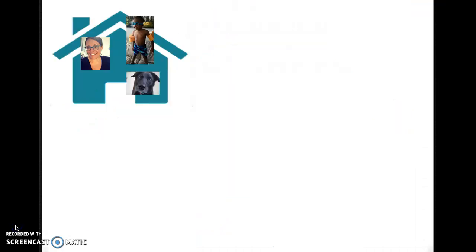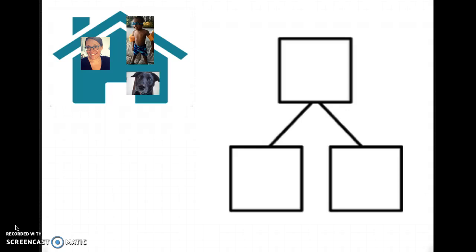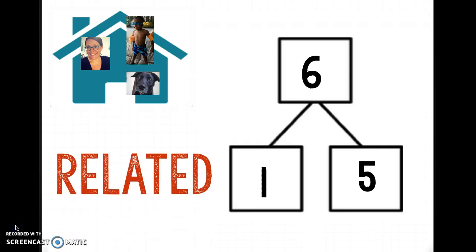Numbers are the same way, although they don't live in a cute little blue house like I do. They live in a number bond. Numbers move around a lot, but when they're all together in a number bond, that makes them a family, or it makes them related. In this example, 6, 1, and 5 are all in a number bond. That now means they're related. They like to stay in that family together, and they might move around into different number sentences, but at the end of the day, they're all going to be together.